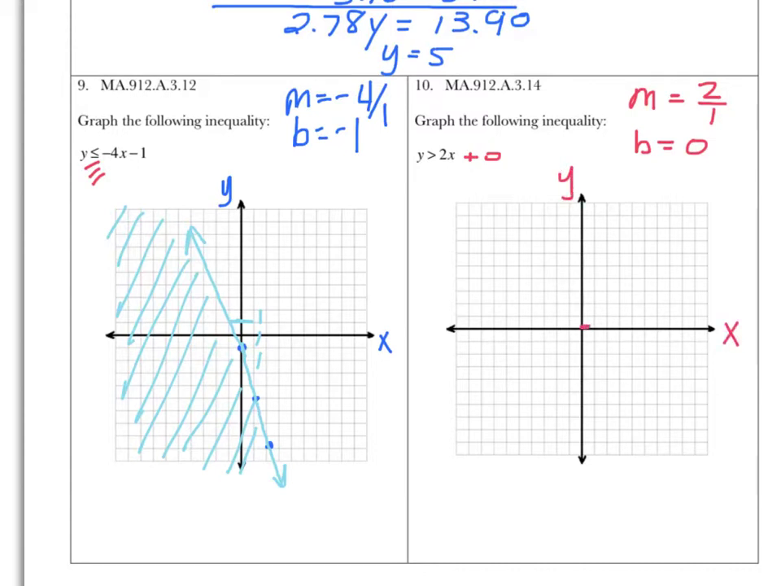I'm going to start at my y-intercept of 0, and from here I'm going to go up 2 and to the right 1, and again up 2 to the right 1, like that. I am going to do a dotted line. I do the dotted line because it does not have the equal to sign underneath. Wish I could use a straight edge for you guys, but that's the best I can do.